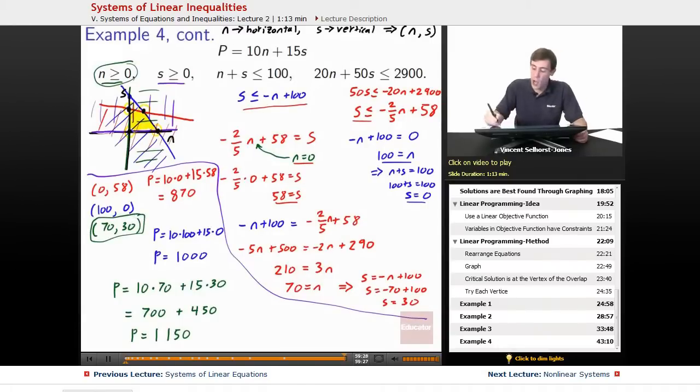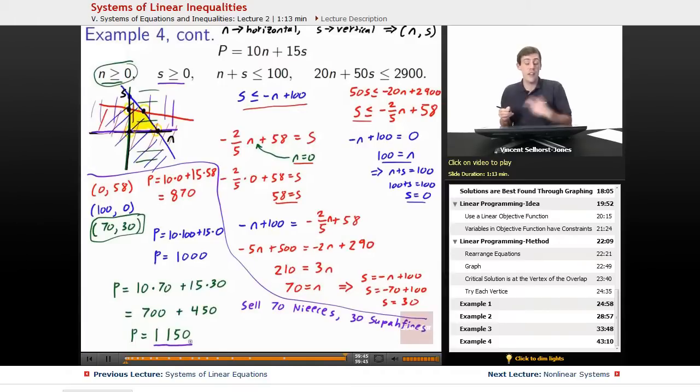So the optimum solution for maximum profit is to sell 70 Naises and 30 superfines. And if you're curious, that came out to be a profit of 1,150,000. So the maximum possible profit for the lot will wind up being $1.15 million. All right, cool.